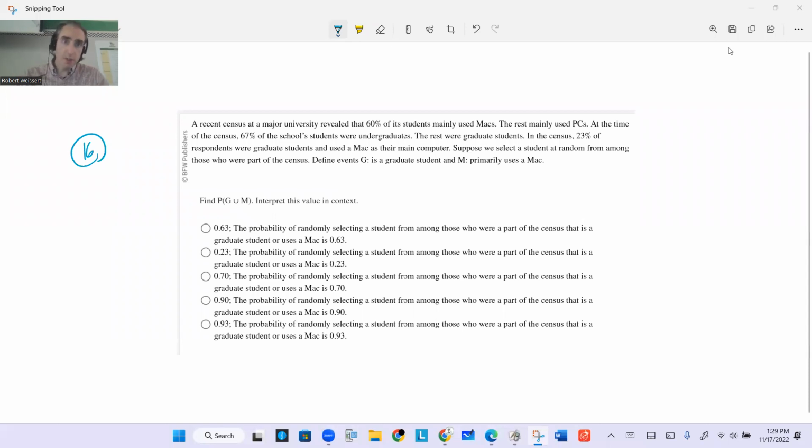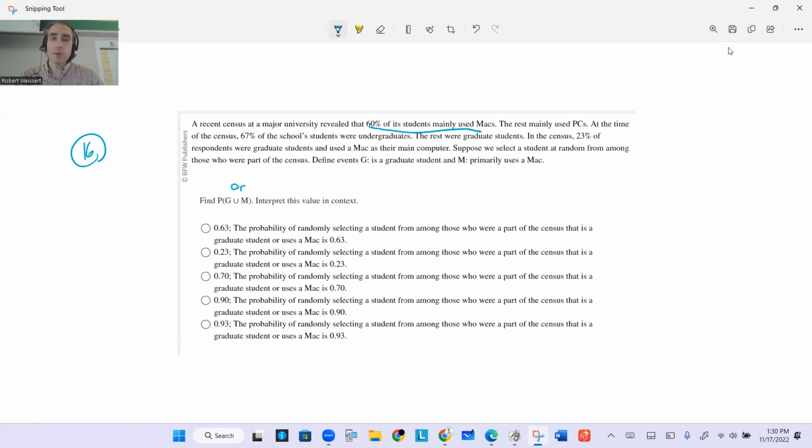Question 16. A recent census at a major university revealed that 60% of its students mainly used Macs. The rest mainly used PCs. At the time of the census, 67% of the school's students were undergraduates. The rest were graduate students. In the census, 23% of respondents were graduate students and used a Mac as their main computer. Suppose we select a student at random from among those who were part of the census. Define events G is a graduate student and M primarily uses a Mac. Find the probability of G or M. Interpret this value in context.